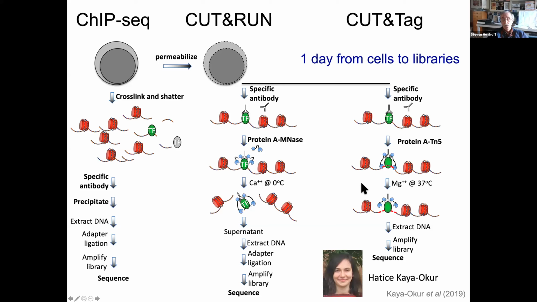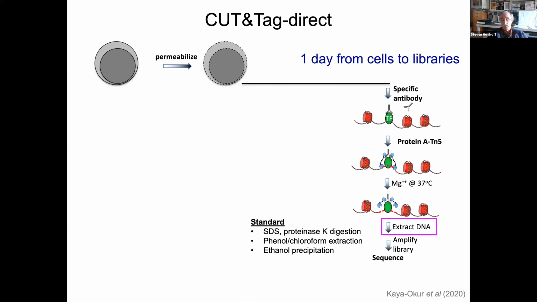Now, the new part, CUT&Tag-direct, is we've gotten rid of this DNA extraction step, where we add SDS, proteinase K, then do phenol chloroform extraction, ethanol precipitation. We don't do that for CUT&Tag-direct because we just add a little bit of SDS and heat it up in order to remove the enzyme from the DNA.